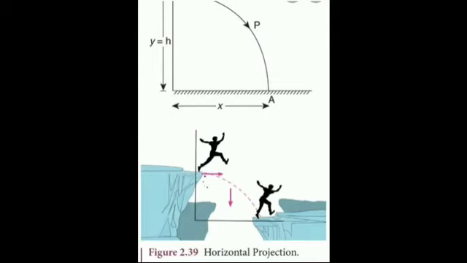Horizontal projection. Consider a particle, say a ball thrown horizontally with an initial velocity vector u from the top of a tower of height h. As the ball moves, it covers a horizontal distance due to its uniform horizontal velocity, and an initial velocity u and a vertical downward.